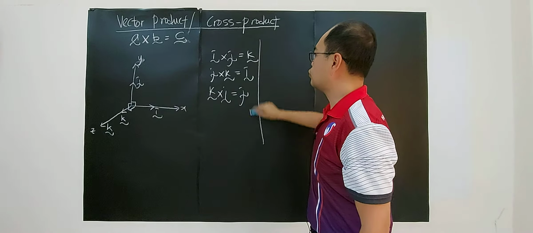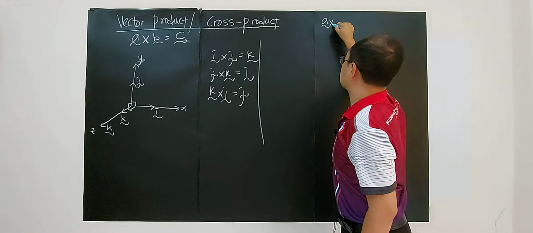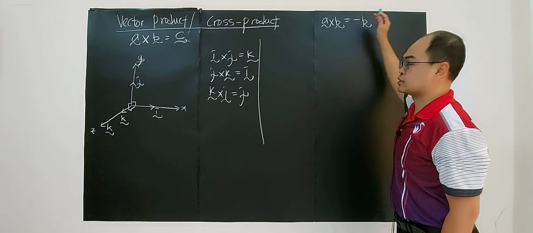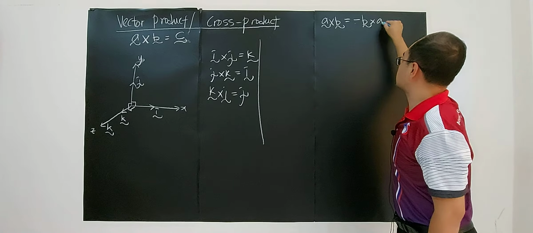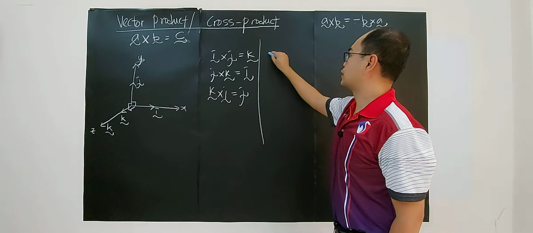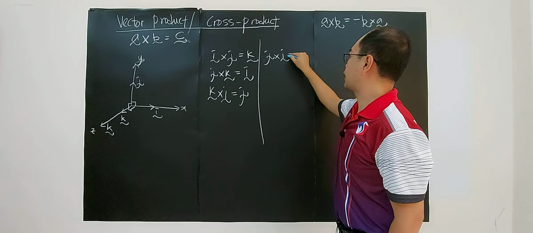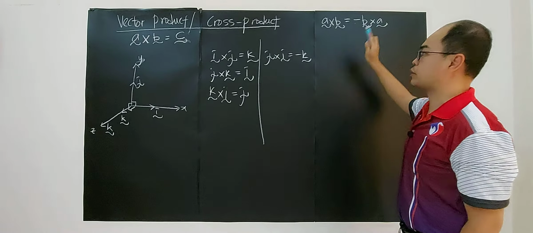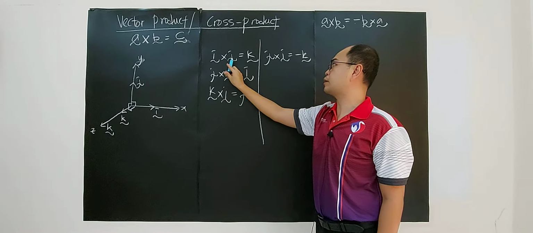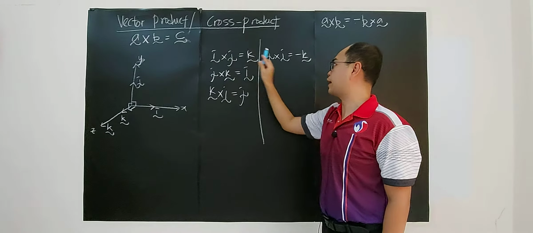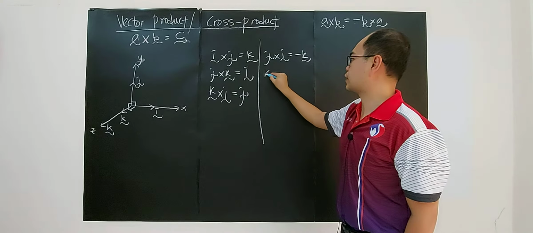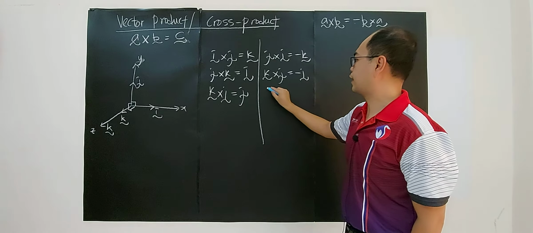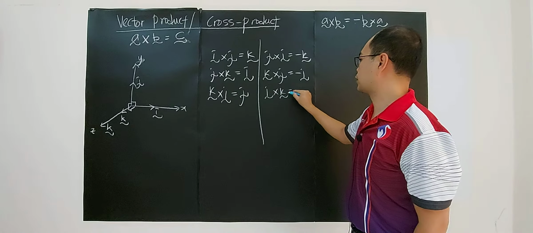According to the rules of vector product that I showed before, A cross B is not commutative. A cross B is not B cross A; it is actually negative B cross A. So if I reverse this and take j cross i, I get negative k. A cross B always equals the negative of B cross A. If you change to j and i, you get a negative. The same thing here: k cross j, if you reverse these two, gives negative i, and i cross k gives negative j.